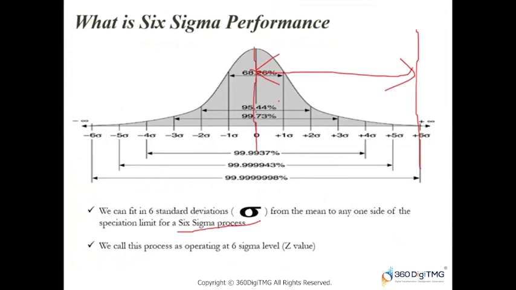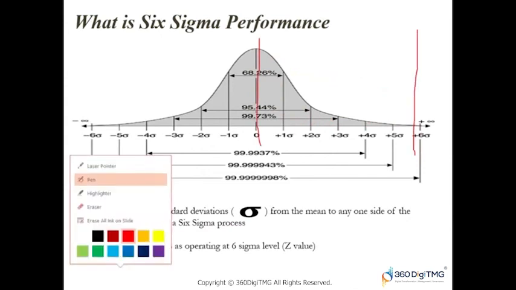Right? How many punches a process, a boxer, can take and still meet the specification limits, or still stay in the ring without getting knocked out. That is called standard deviation in a Six Sigma process. So you need to fit in six standard deviations.